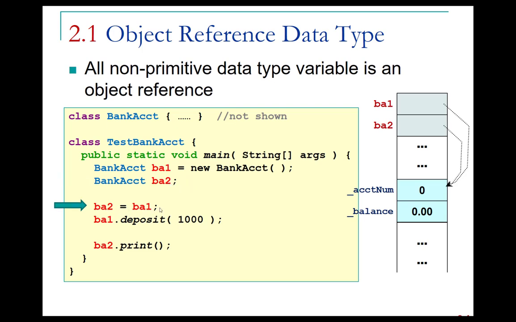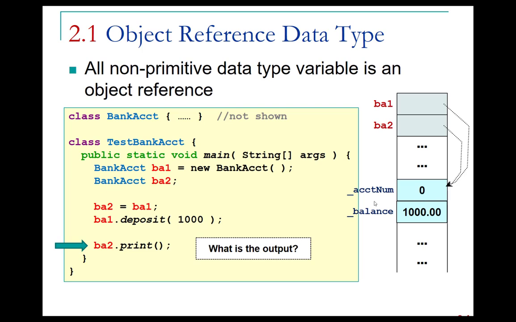Next, ba2 equal to ba1. So you see that ba2 now points to the same object as ba1. When 1000 is deposited, ba1 now has a balance of 1000 as well as ba2, because ba2 is pointing to the same location as ba1. Now when you print ba2, you are in fact printing the same as ba1. So account number 0 and balance 1000 are printed out.